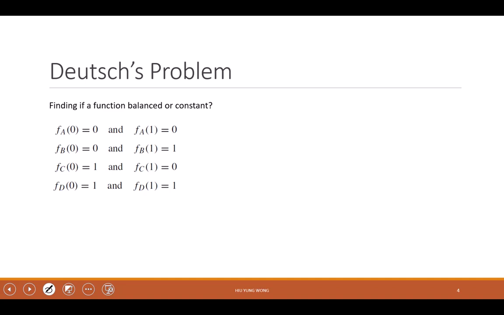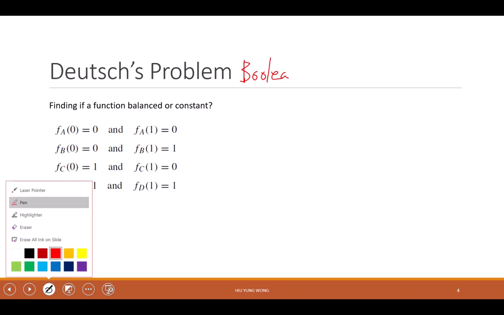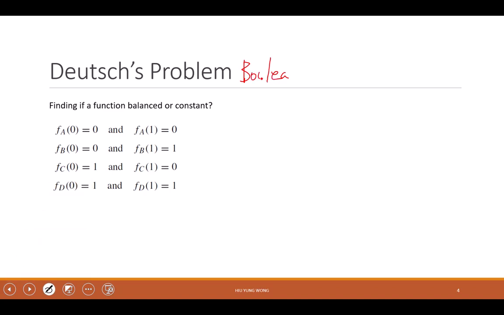So this is the question. I have a Boolean function. If you don't know what Boolean is, I think you know. Boolean basically is just one and zero algebra, right? So binary. So when we say it is a Boolean function, it means I have a function with input one or zero, and its output is one or zero. Very simple.